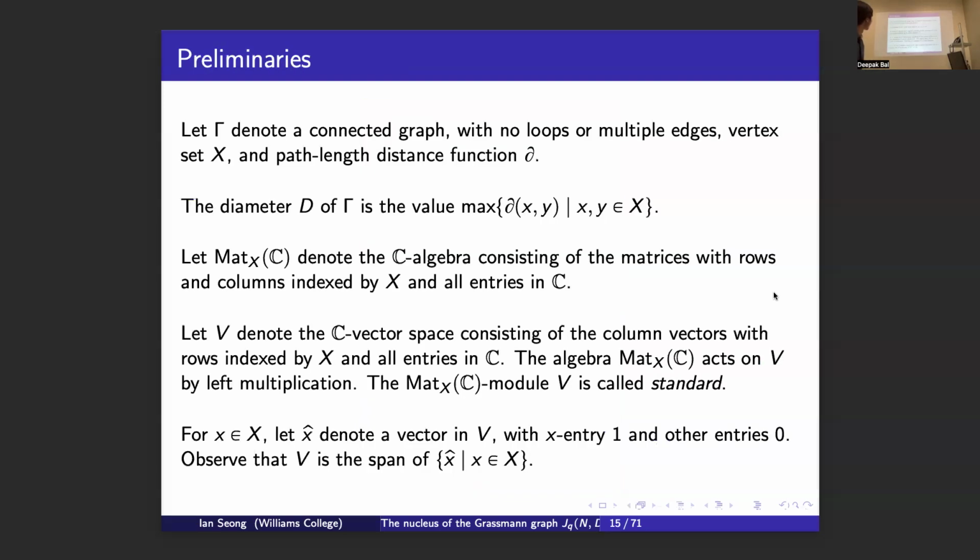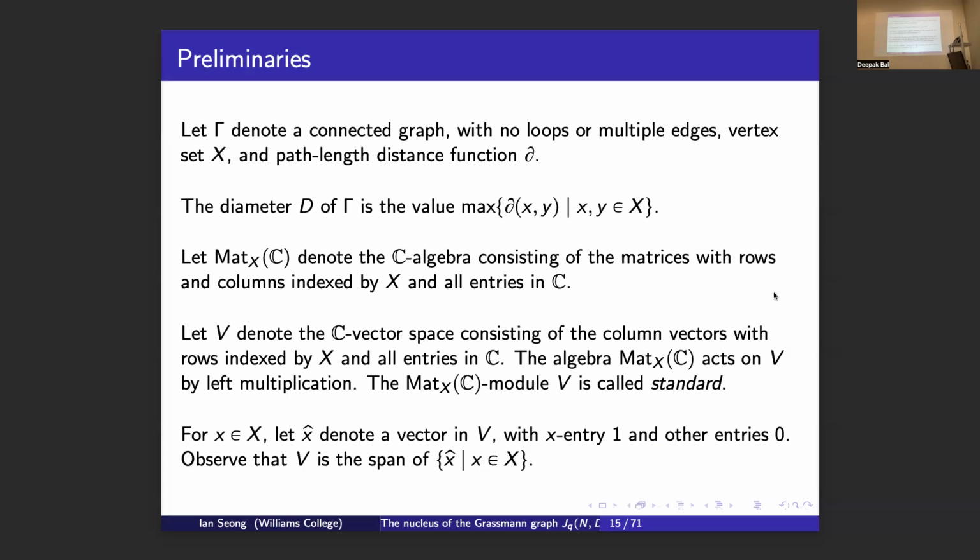Okay, so here are some preliminaries. We let gamma denote a connected graph, with no loops or multiple edges. Let's call the vertex set X and the path length distance function partial. The diameter d of the graph is the maximal value of partial of x and y. So for any two vertices x and y, the maximum that you can obtain for the distance of x and y would be the diameter of the whole graph.